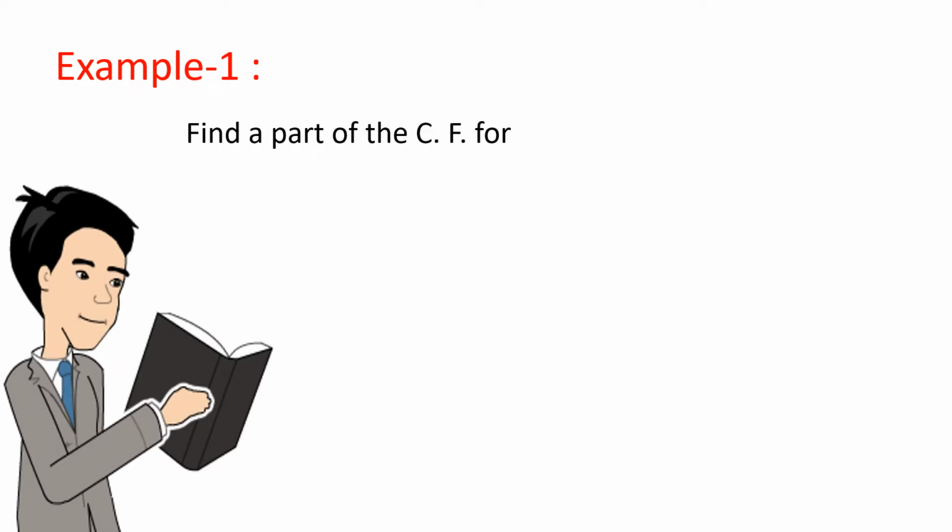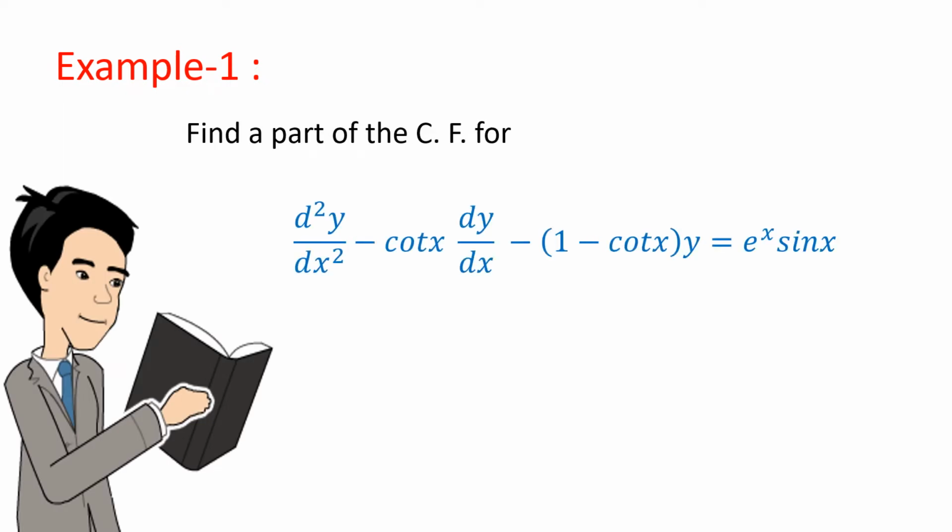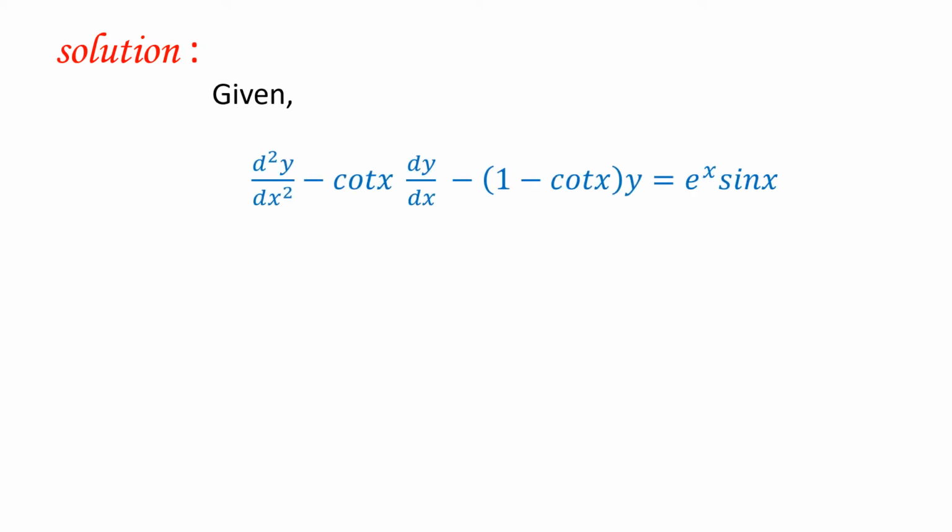Now let us consider an example. Find a part of the complementary function for d square y by dx square minus cot x into dy by dx minus of 1 minus cot x into y is equal to e power x into sin x. Okay, for that we shall consider given d square y by dx square minus cot x dy by dx minus of 1 minus cot x into y is equal to e power x sin x. The first step is we have to write the given equation in the standard form. So this is in the standard form because the coefficient of d square y by dx square is 1.